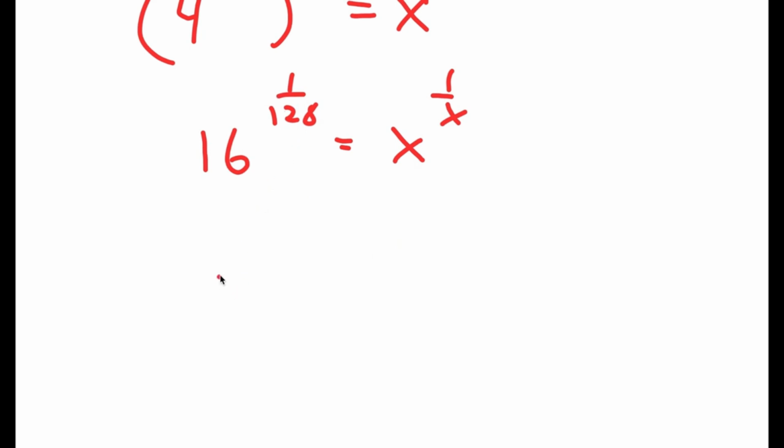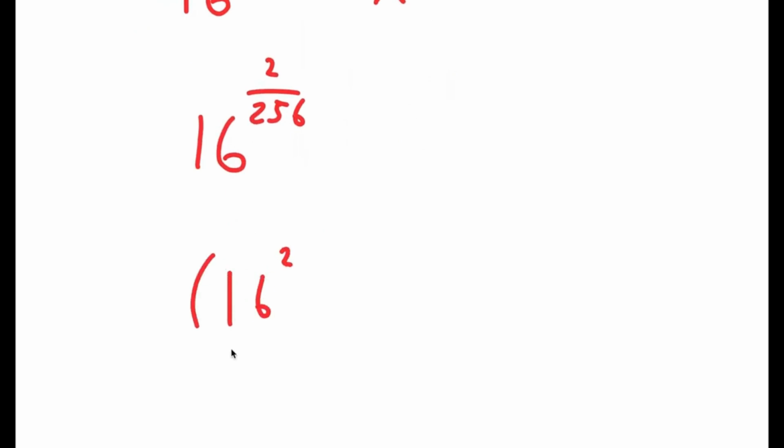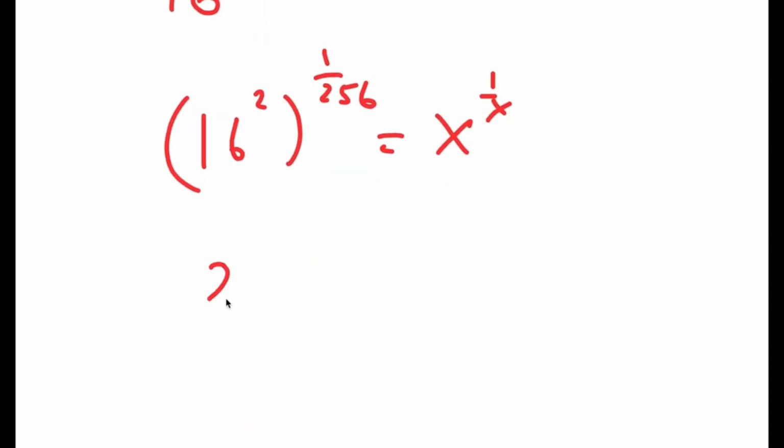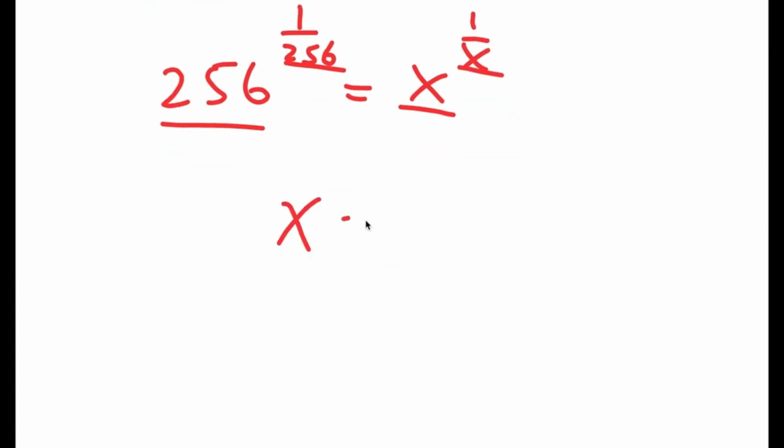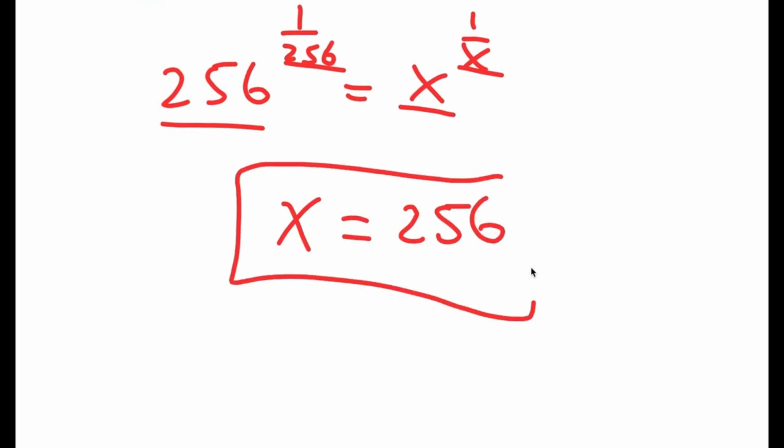And again, this is the same thing as 16 to the power of 2 over 256. So I get 16 squared to the power of 1 over 256 is equal to x to the power of 1 over x. And I get 256 to the power of 1 over 256 is equal to x to the power of 1 over x. So now notice how both of these are in the form some number to the power of that same number over 1. So x is equal to 256. So this is my answer.